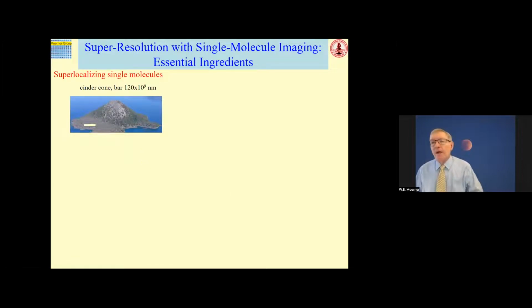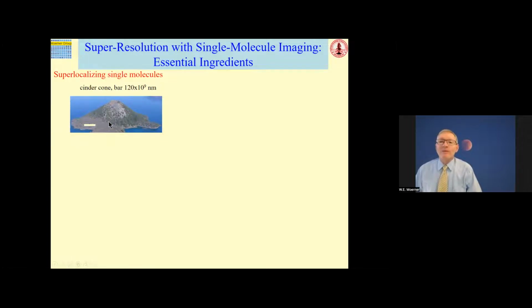with an analogy, this picture is one that I took up in Oregon at a volcanic site where there's a beautiful lake called Crater Lake. And in the middle of Crater Lake is a cinder, we call it a cinder cone. So it's a little mountain that's left over inside the lake, left over from previous volcanic eruptions. Here's the cinder cone. In all of our pictures, of course, we have to have a scale bar. So this scale bar is 120 times 10 to the ninth nanometers.